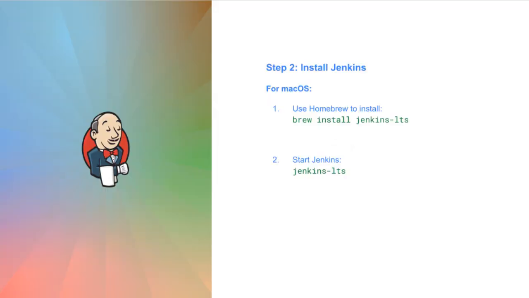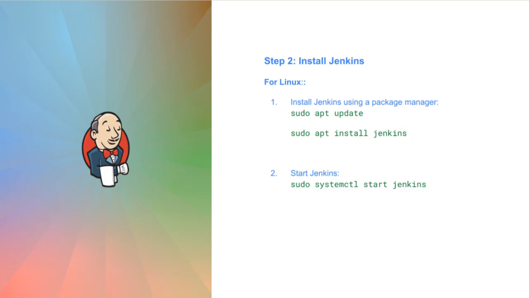For macOS users, you can either install Jenkins using Homebrew or run the .pkg installer. To use Homebrew, open the terminal and type brew install jenkins-lts. After installation, start Jenkins by typing brew services start jenkins-lts in the terminal. Then open the browser and go to localhost:8080.